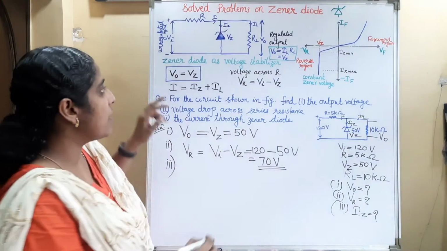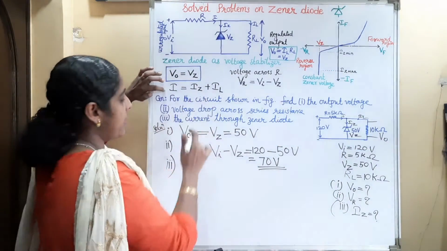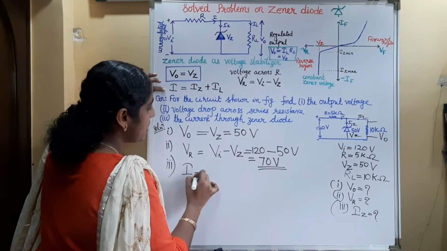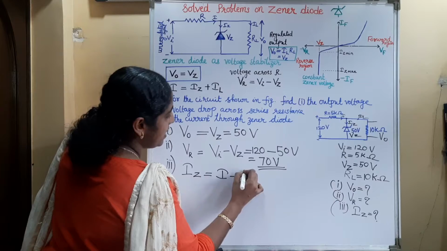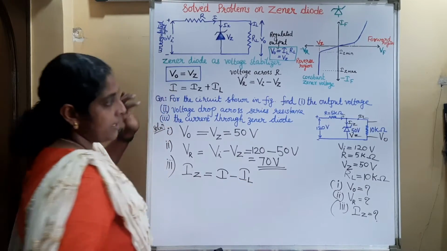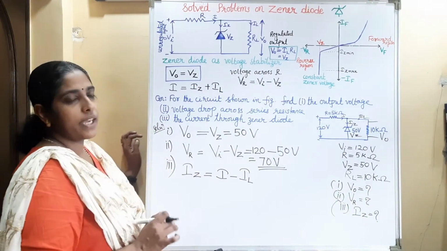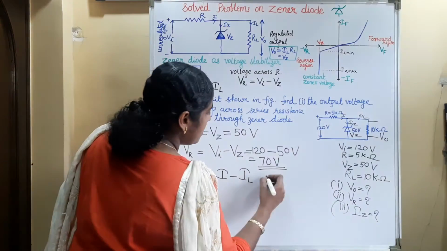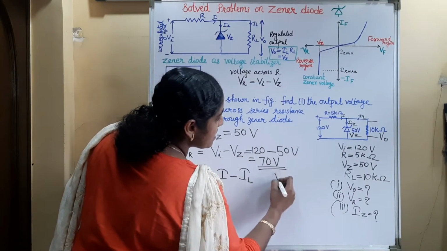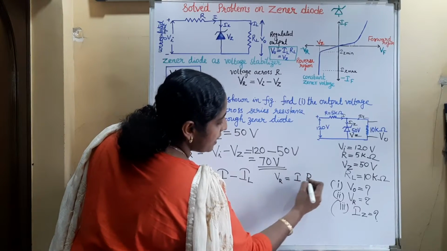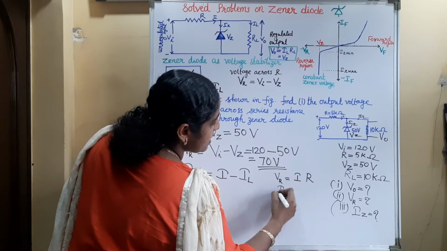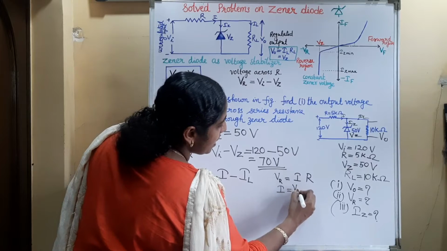So I is equal to IZ plus IL. So what will be this Zener current? Zener current will be the main current minus the load current. Now how can we find out this main current and load current? The voltage across this resistance is equal to current into resistance, that is IR. So this I is equal to VR by R.